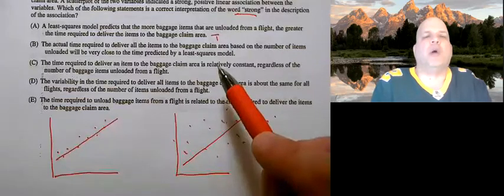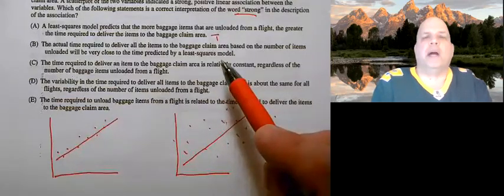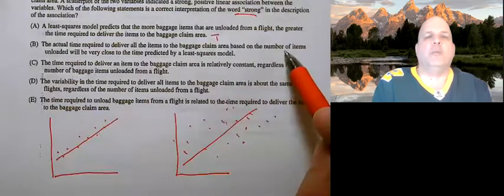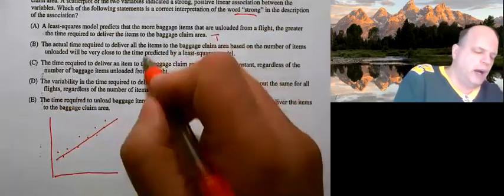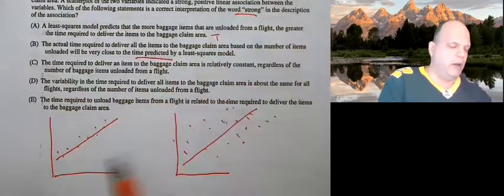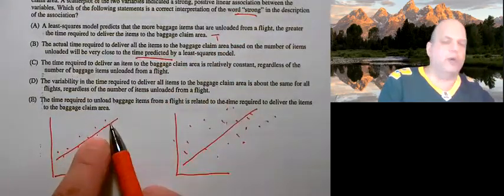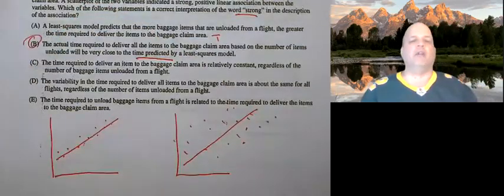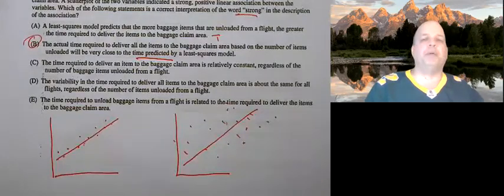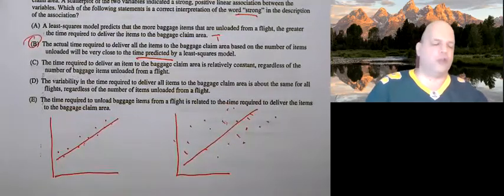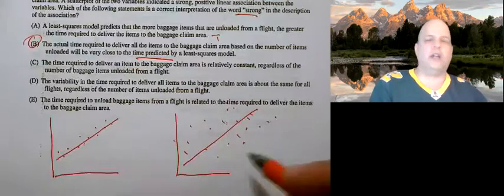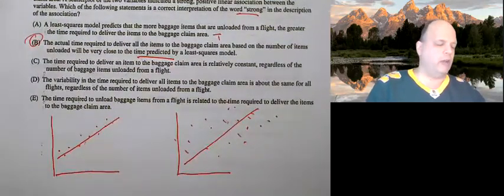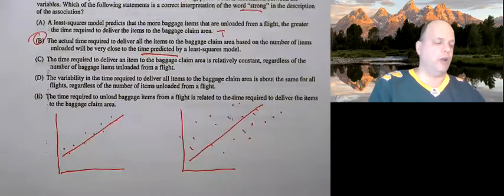The actual time required to deliver all items to the baggage claim area based on the number of items unloaded will be very close to the time predicted. And here's my prediction line, and I can look and go, gosh, it really is close. That's my best answer. It's going to be very close to what's predicted because it's a strong relationship. Or over here, yeah, it's positive, but it's a weak relationship. The prediction is not nearly as good. We're not going to be nearly as close.